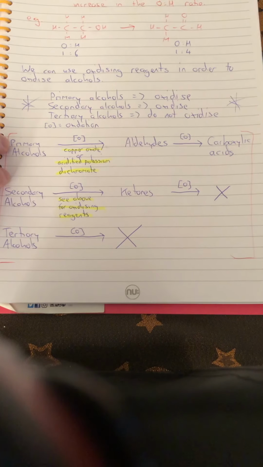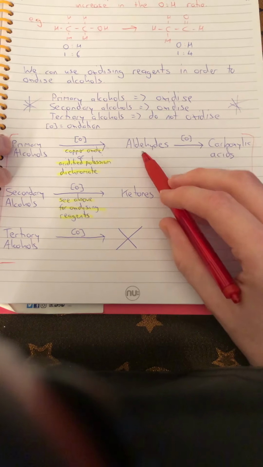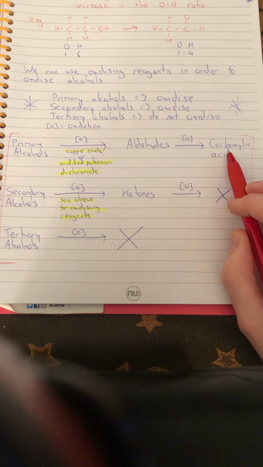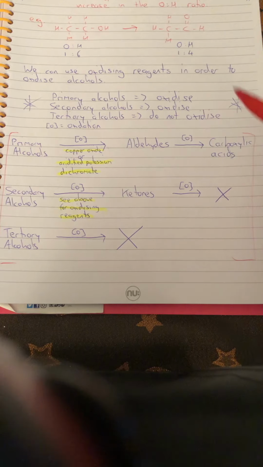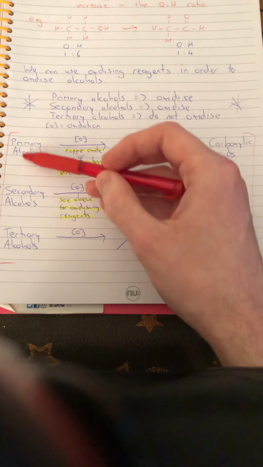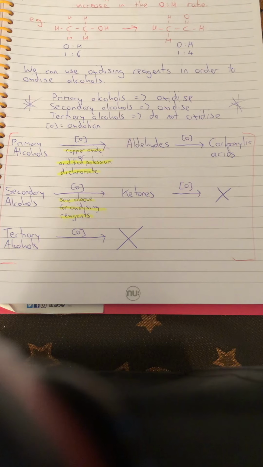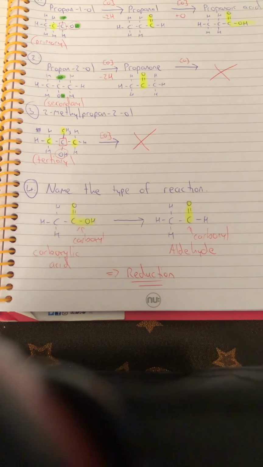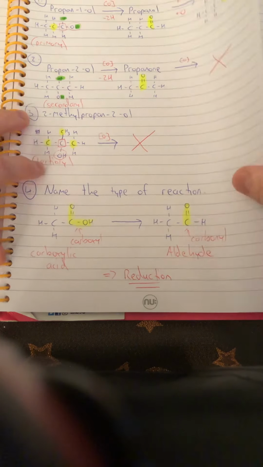So you need to be careful. Going from a primary alcohol to an aldehyde to a carboxylic acid, that's oxidation. But if we went from a carboxylic acid to an aldehyde and then an aldehyde to a primary alcohol, that's reduction. You have to be very careful. Try not to get confused with that. But don't worry, I'll give you more examples of that in a while. I'm going to do one more and then I think that will be us.